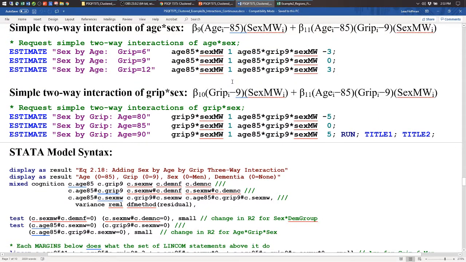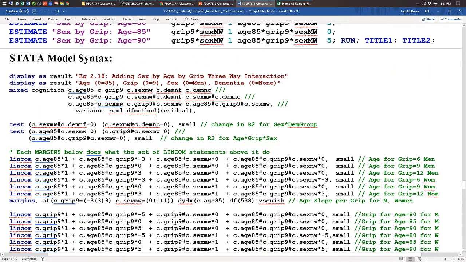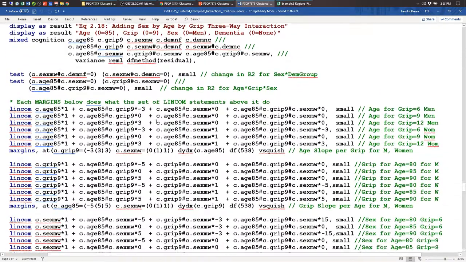Last but not least, grip by gender is the interaction term. The model tells us what it could be at any age. The three-way interaction tells us whether grip by gender changes over age. So three-way interactions have three possible interpretations. You just get to pick which one you'd like to focus on. But this gives you the means to do them all.